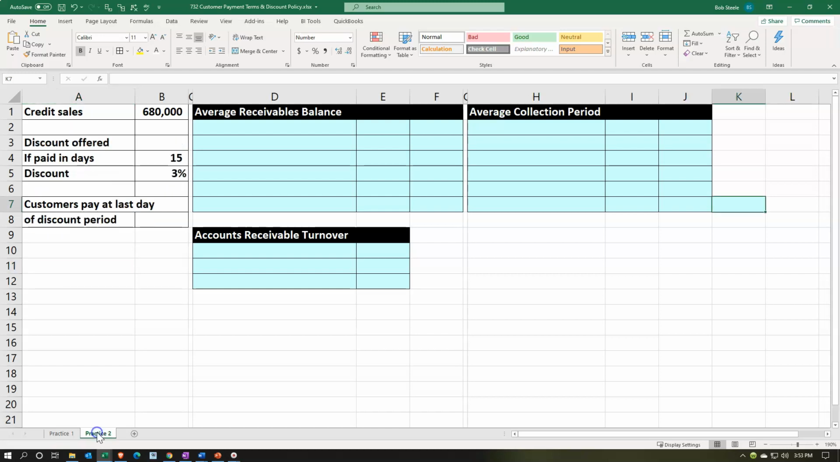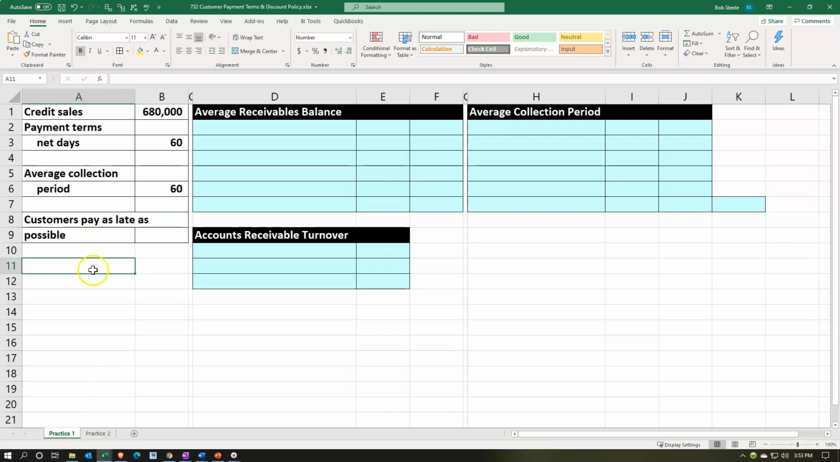If we go on over to the second tab, we'll have a similar problem. It'll have a bit of a different layout. The second problem we will be looking at will have our discount that will be involved. First problem will not. That will be our difference. Going back to the first problem here, we have the credit sales at the $680,000.